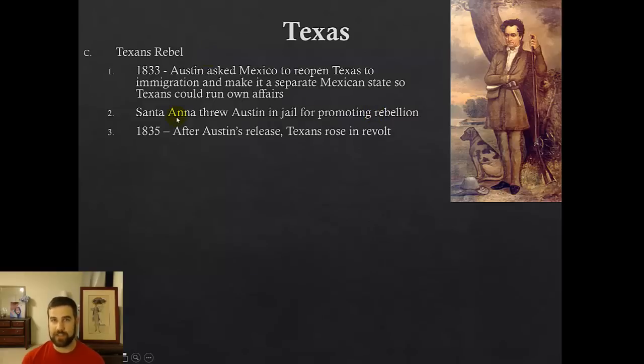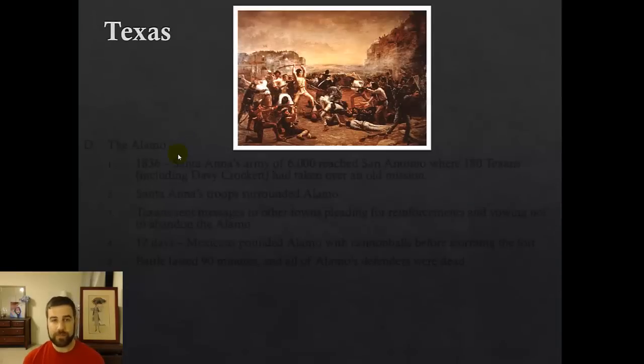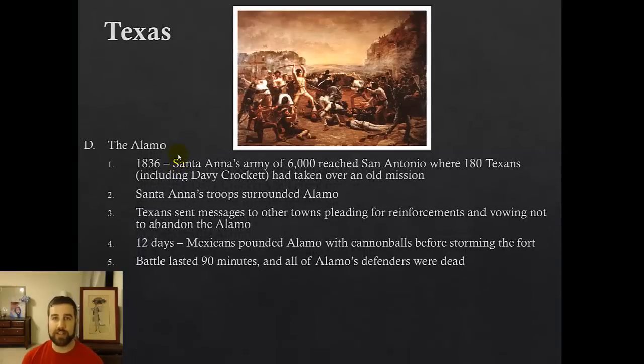In response to this, by 1835, the Texans are going to rise up in revolt, in revolution against Mexico, and they're fighting for their independence. They want to govern themselves, create their own laws, in similar fashion to the Americans against the British. The first major clash in this Texas War for Independence, as it's known, is going to take place at an old Spanish mission called the Alamo.